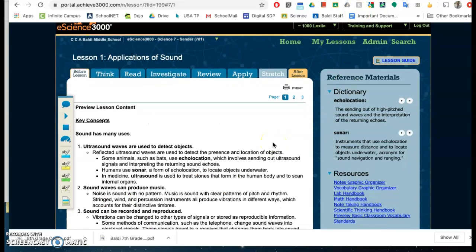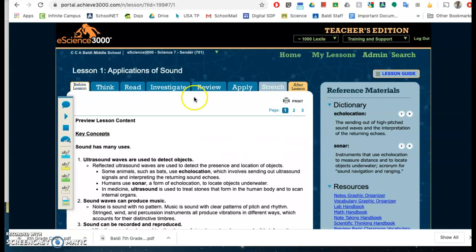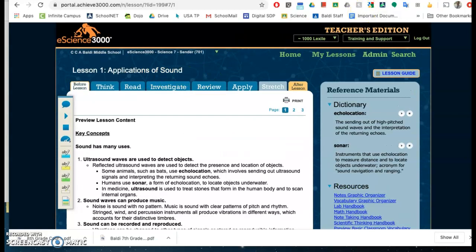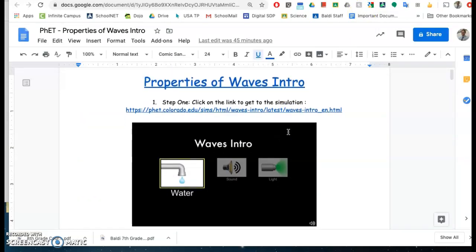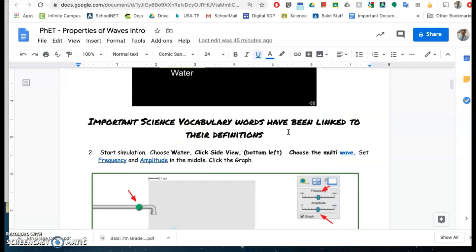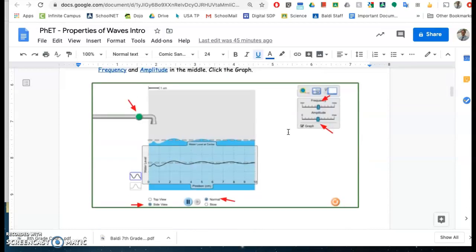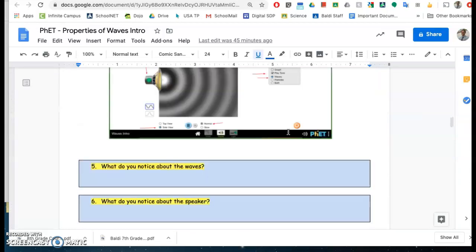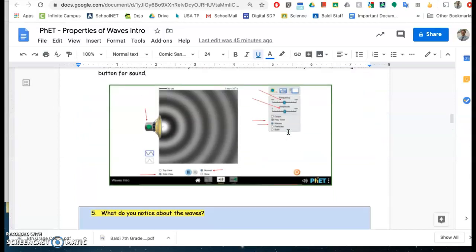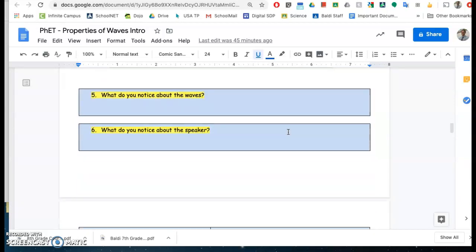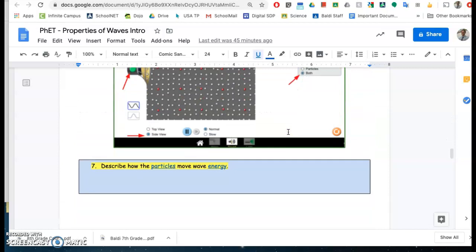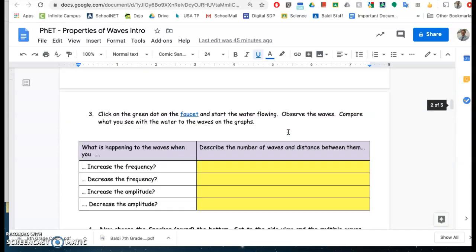The fourth assignment, you'll be doing a lesson in eScience 3000 on applications of sound. And the fifth assignment this week, you'll be doing Properties of Waves Introduction. It'll be another just basically simulation on waves, sound waves, water waves. Lots of good examples here to go through.